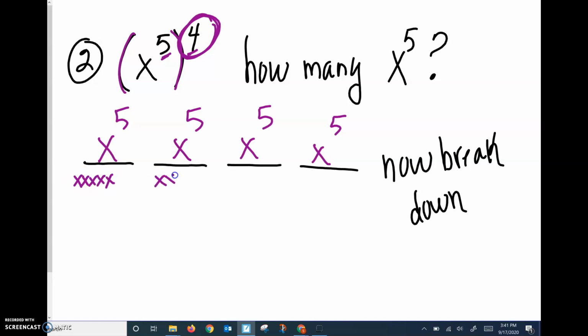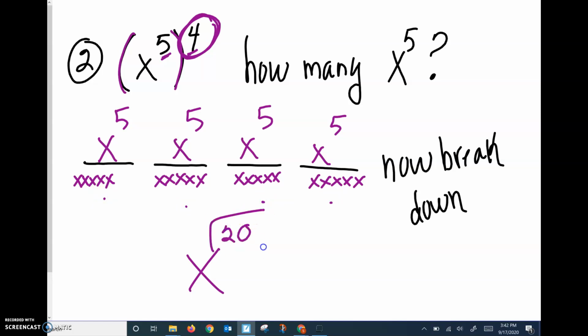Now I'm not going to do all of these, but doesn't this mean I have 1, 2, 3, 4, 5? Well, maybe I will do them all. 1, 2, 3, 4, 5. 1, 2, 3, 4, 5. So how many total do we have? X is the base. And how many x's do we have? 5, 10, 15, 20. 20 total.